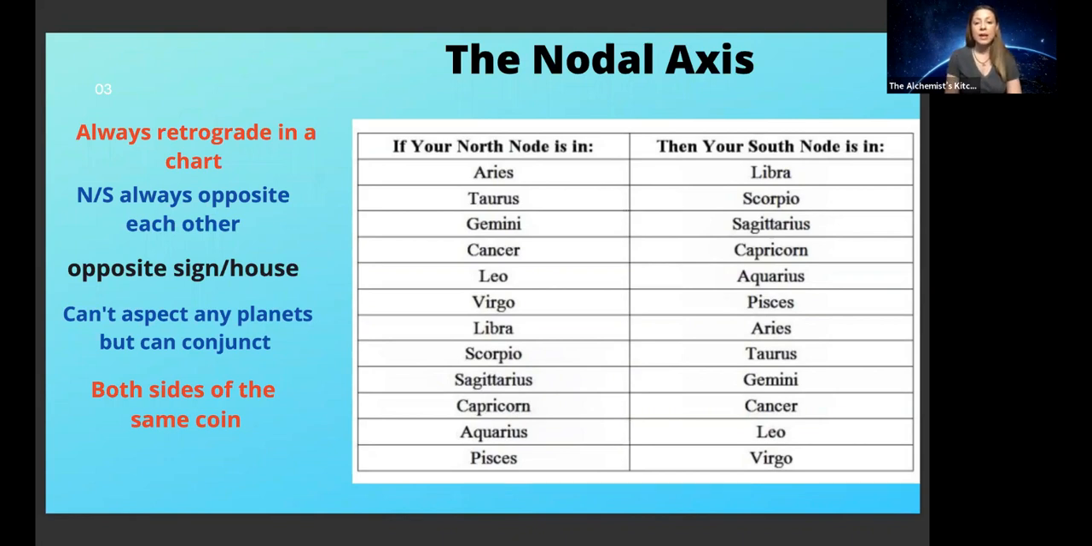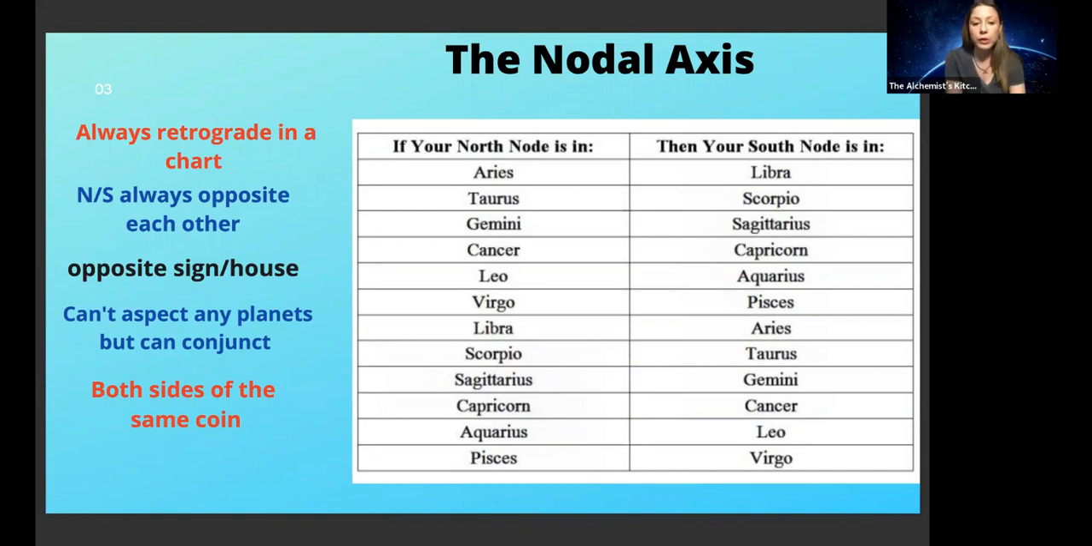So let's say your North Node is in Aries, then your South Node is going to be in Libra. But Aries and Libra are really actually soulmates. They're really actually twin flames, but they're different. But when they come together, there's a synchronization of the same coin, of a whole. At the same time, it's also going to be in the opposite house. So if your North Node is in the first house in Aries, then your South Node is going to be in Libra in the 7th house.